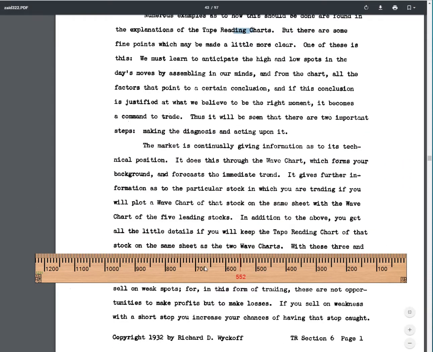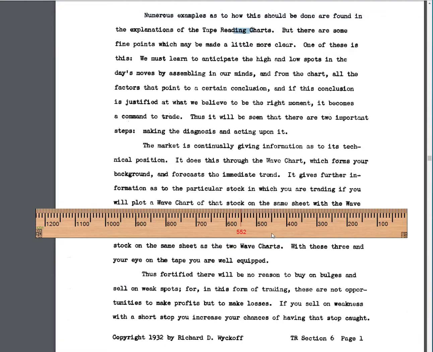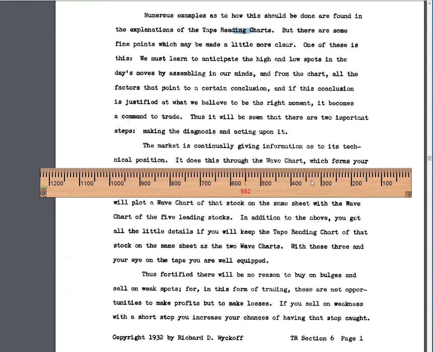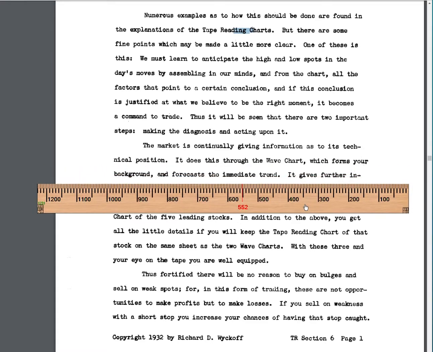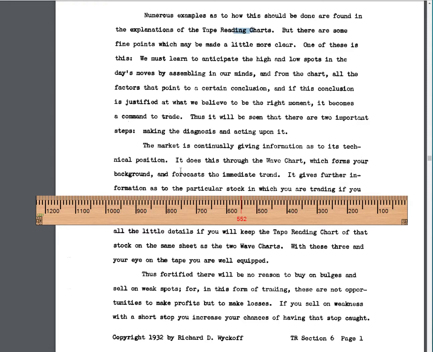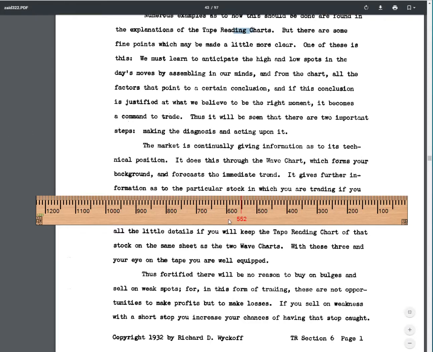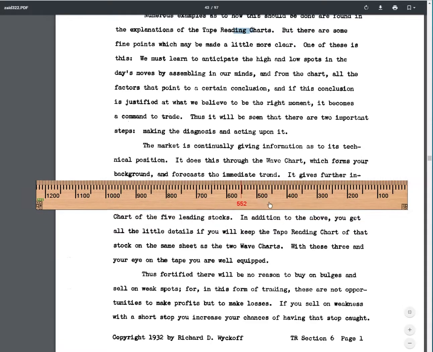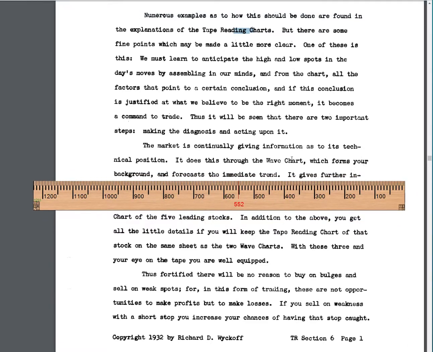The market is always giving you information about its technical position. It does this through the wave chart. The wave chart will tell you the trend just changed up or down, which forms your background. The way it does that is because you have day to day wave charts for multiple days. Either that, or you can use the wave chart using higher time frame, lower time frame, and forecast the immediate trend. Basically, if it makes higher high, higher low, and then higher high again, that's the immediate trend. But the background comes from the wave chart over a period of days.